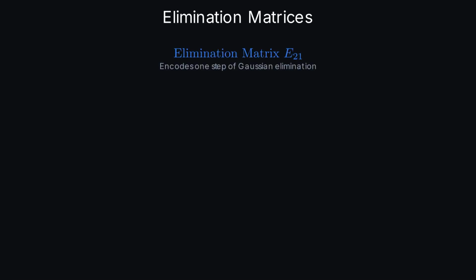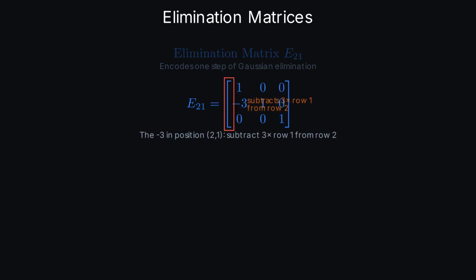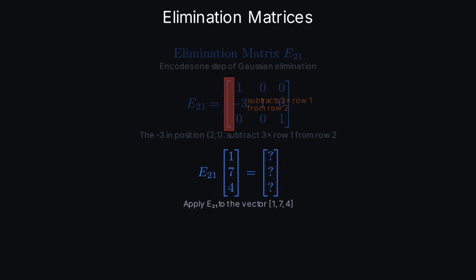An elimination matrix encodes 1 step of Gaussian elimination. Here's E sub 2, 1. It subtracts 3 times row 1 from row 2. The matrix is first row 1, 0, 0, second row negative 3, 1, 0, third row 0, 0, 1. Notice the negative 3 in the 2, 1 position. That's what tells us to subtract 3 times row 1 from row 2. Now let's apply it to the column vector 1, 7, 4.